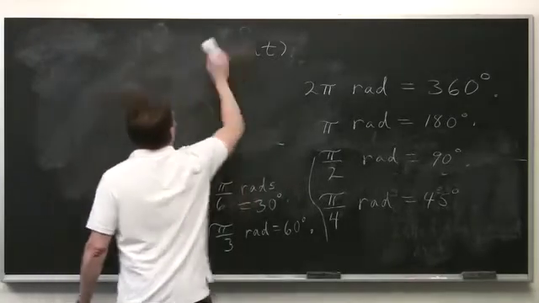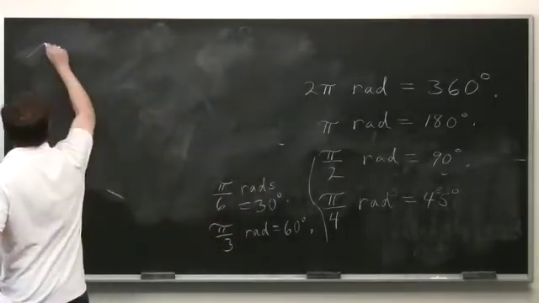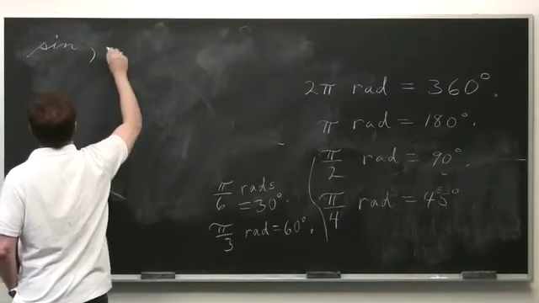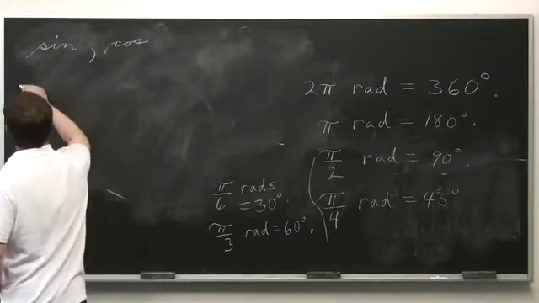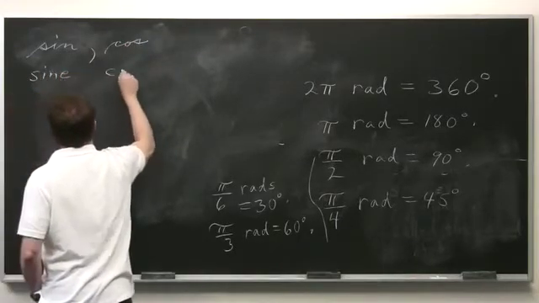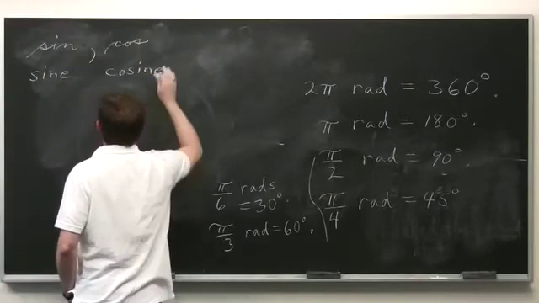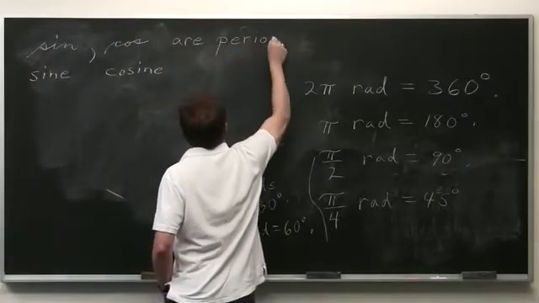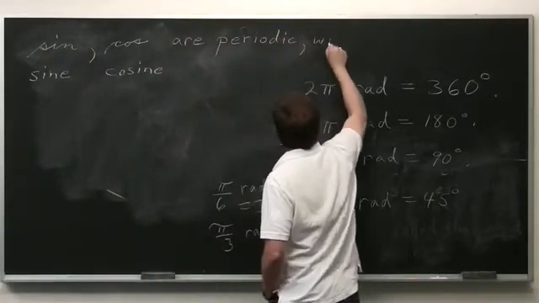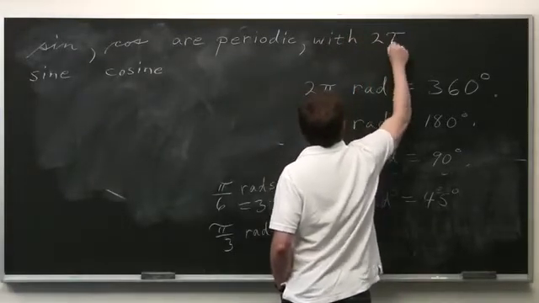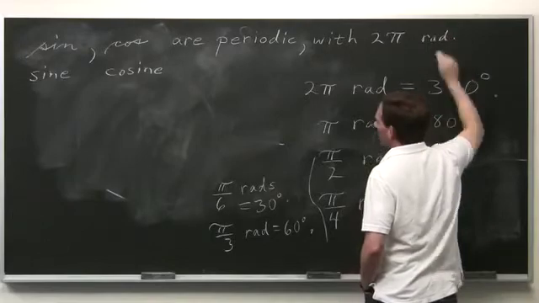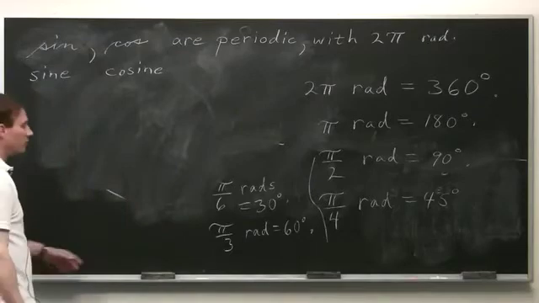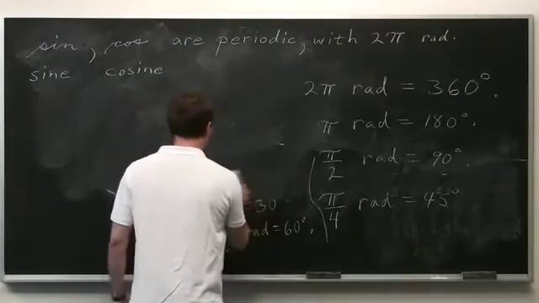So sine and cosine. This is the abbreviation for sine. This is the abbreviation for cosine. When you write them out, the actual words are sine and cosine, but you don't see this too much. Sine and cosine are periodic with period 2 pi radians. Sine and cosine are 2 pi periodic. Every time you go all the way around the circle, which is 2 pi radians, they repeat.